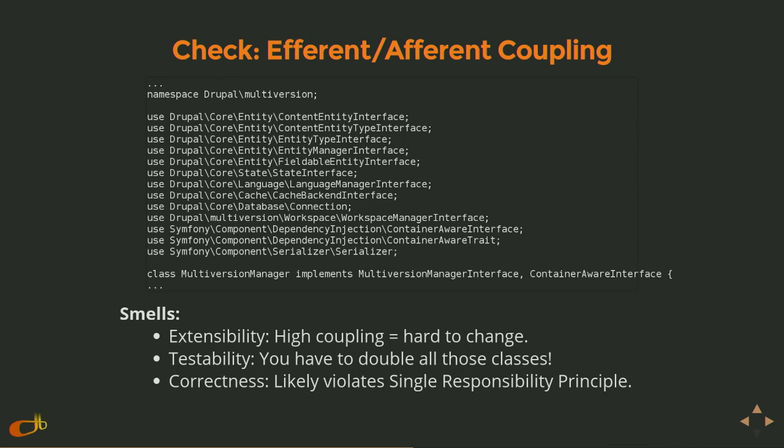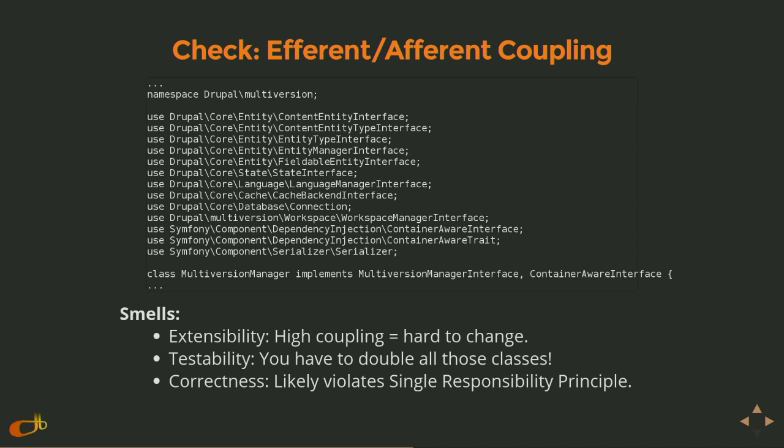Efferent and afferent coupling, I love this metric. Essentially, efferent and afferent coupling are an evaluation of how many other classes know about your class, which is afferent, and then efferent is how many classes your class knows about. Take this example here. This is multi-version manager. It knows about 15 other classes. Think about it in terms of likelihood of change. If you're aware of 15 classes, there might be a high likelihood that any of those are going to change. This means any of those 15 classes might cause this class to have to change its behavior as well.